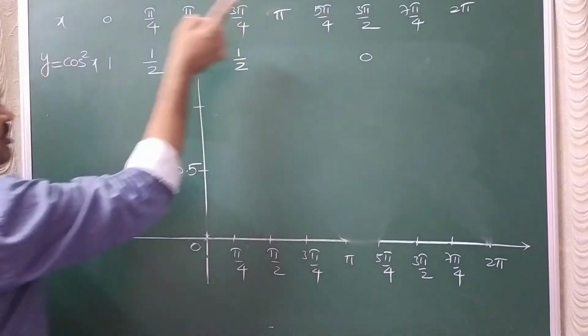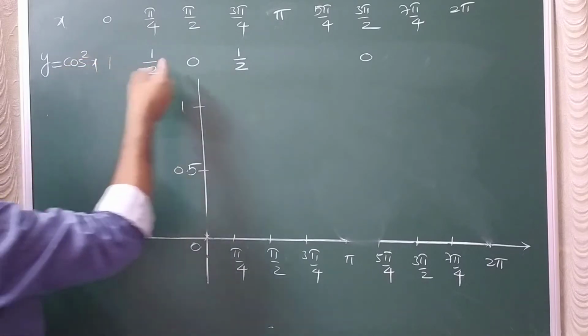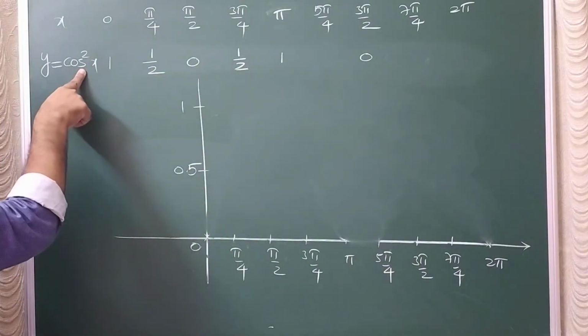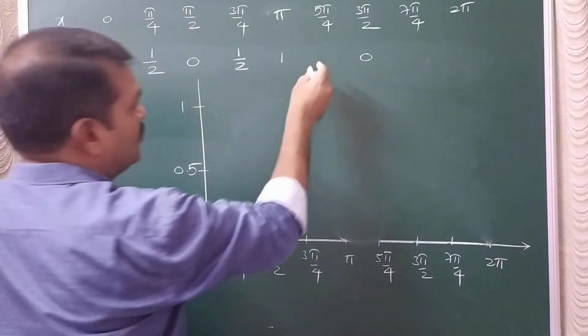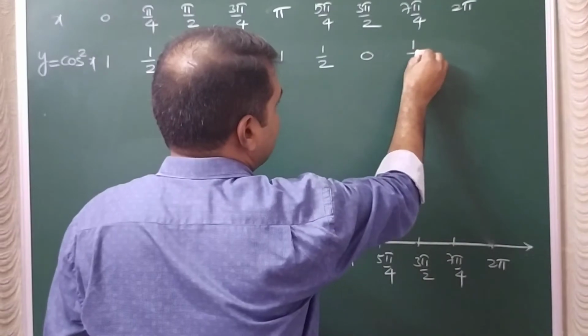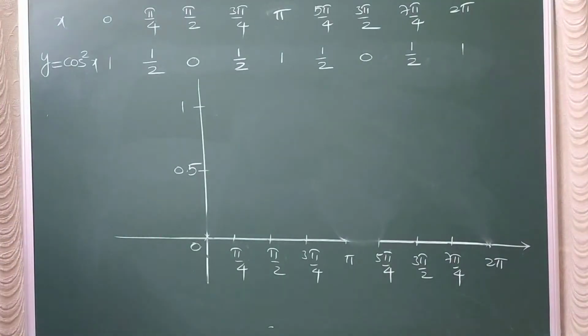At x is equal to pi, cos pi is minus 1. So minus 1 whole square you will get 1 only. 5 pi by 4, cos x is minus 1 by root 2. Whole square is there. You will get 1 by 2. Proceed like this. This is 1 by 2. This is 1. These are the values. Okay. Let me plot the points here.